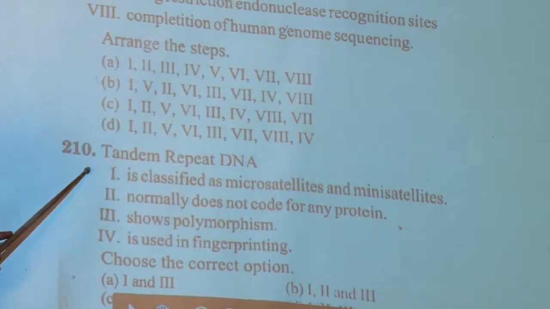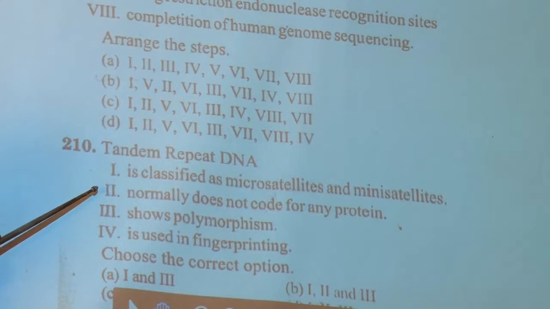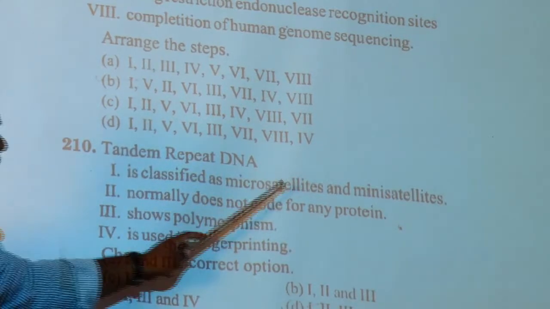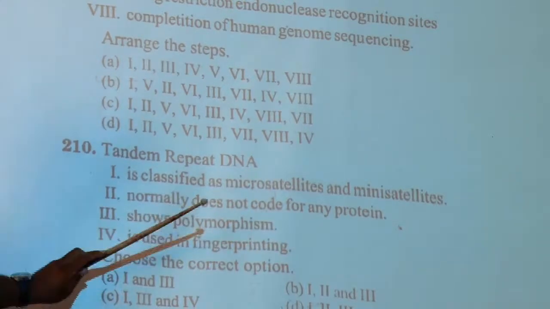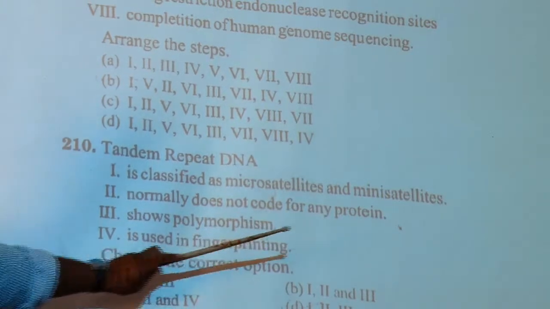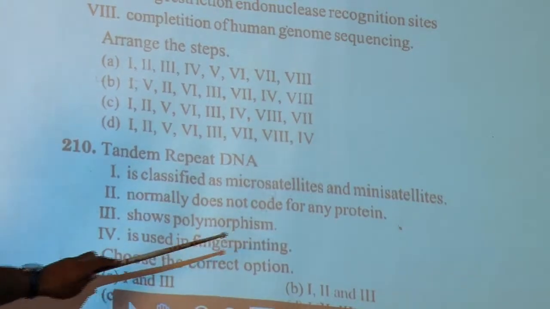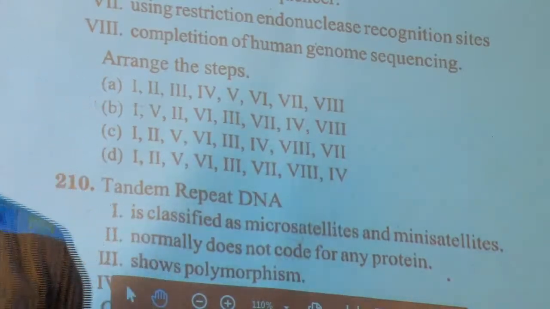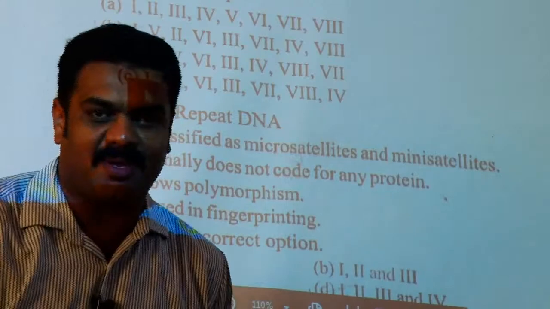Last question. Tandem repeated DNA. Tandem repeat DNA is classified as micro and mini satellites, yes. VNTR is micro and mini satellite, yes. Normally does not code for proteins, yes. It shows polymorphism, yes. Used in fingerprinting, yes. Option fourth, yes. VNTR is all 1, 2, 3, 4.